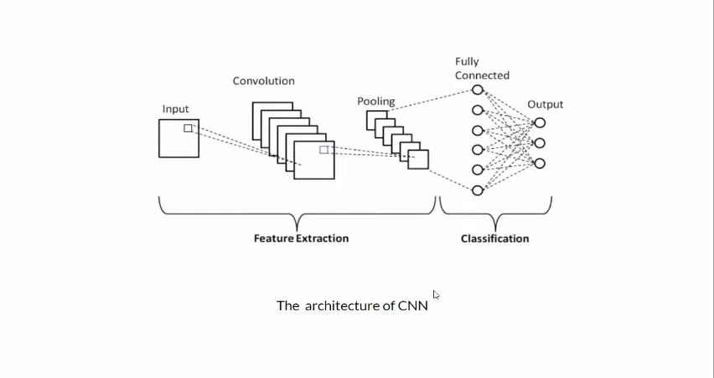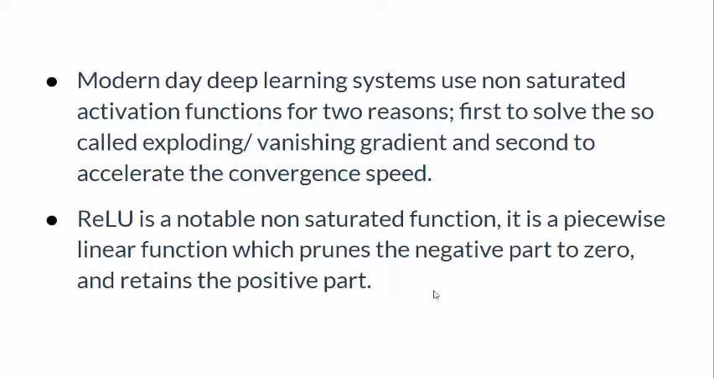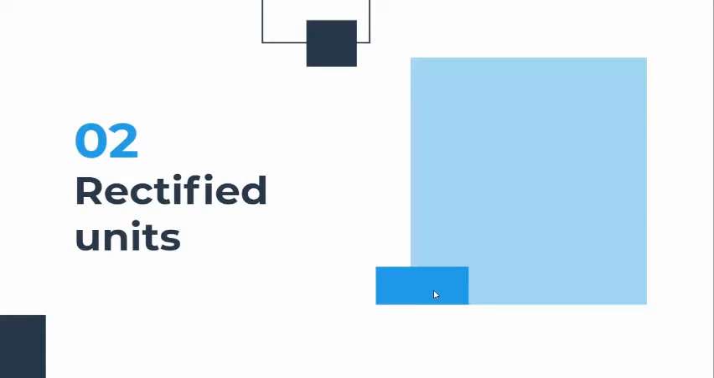Moving on, the modern day deep learning system uses saturated activation functions for two reasons. First, to solve the so called problem of exploding and vanishing gradient, and second, to accelerate the convergence speed. In this paper, we use ReLU as it is a notable non-saturated function. It is a piecewise linear function which prunes the negative part to zero and retains the positive part.